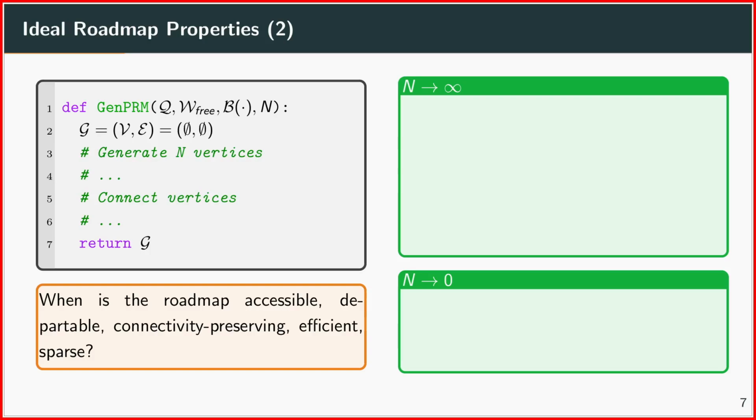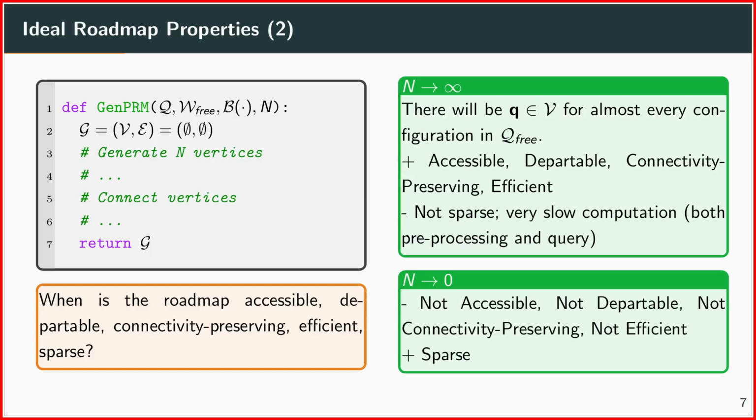Now I want to analyze a little bit how we can actually get there. When is a roadmap accessible, departable, connectivity preserving, efficient, and sparse? So let's look at some edge cases, namely the case where we take n and let n go to infinity, and then I want to also look at the case where n goes to 0.